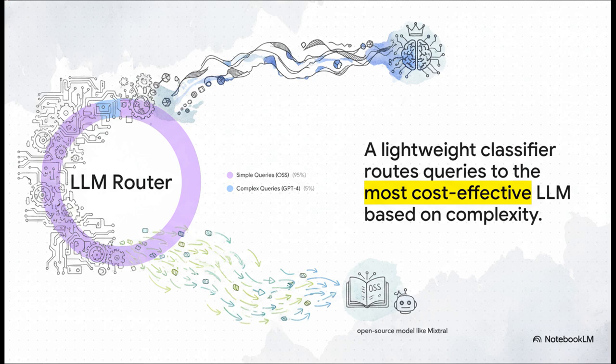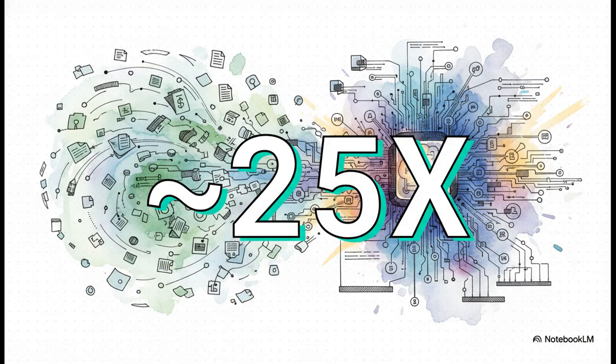It's called LLM routing. You build a simple, lightweight classifier that looks at a user's question first. For the easy stuff, the vast majority of questions, like 95% of them, you send it to a cheaper, super efficient open source model like Mixtral. But for that small 5% of really complex questions that need serious brainpower, that's when you call in the big guns, GPT-4. This is how you get the best of both worlds, right? For most of your traffic, you're using a model that's something like 25 times more cost-effective. You're saving your most powerful and most expensive tool for only the moments where it's absolutely necessary.